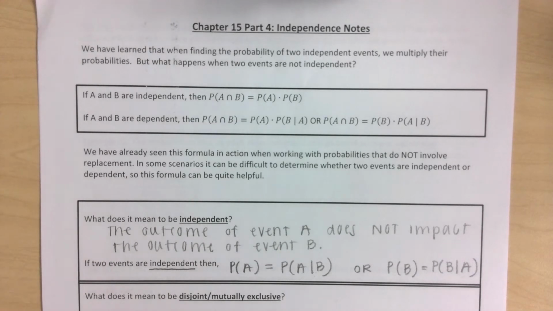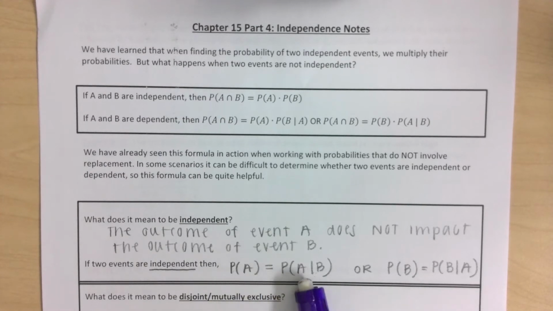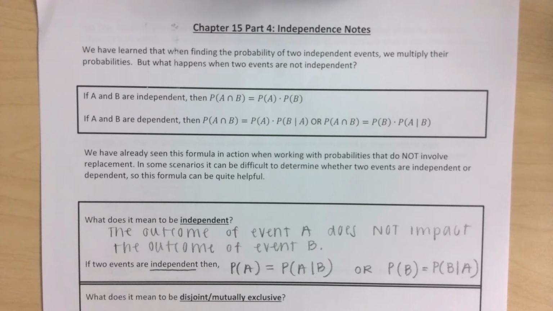Now we do want to know these formulas. Sometimes questions will simply just ask you to determine if two events are independent. If you set up this formula and the two probabilities are equal, it means that the events are independent. If you set up the two probabilities and they are different, they do not equal each other, it means they are not independent, proving they must be dependent events.